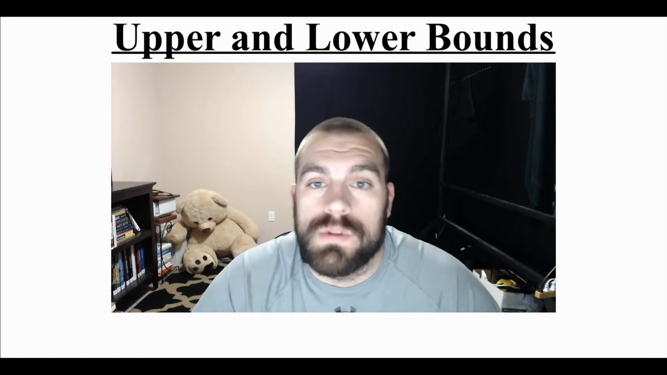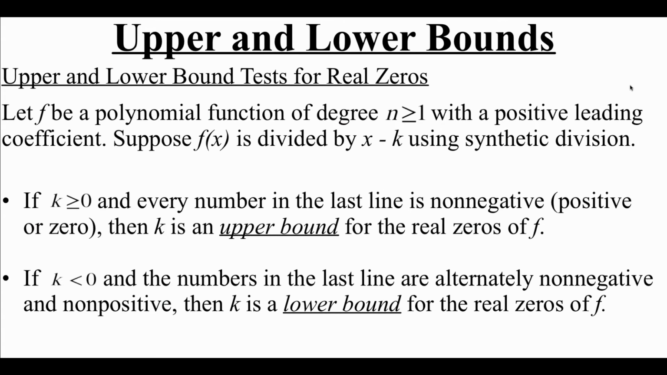In this video we're going to take a look at upper and lower bounds. As we're looking for upper or lower bounds of the real zeros of a polynomial function, let's say that f is a polynomial function with degree of 1 or higher, and we've got a positive leading coefficient. And say we're trying to do some synthetic division to find rational zeros, so we're dividing by x minus k using that synthetic division.